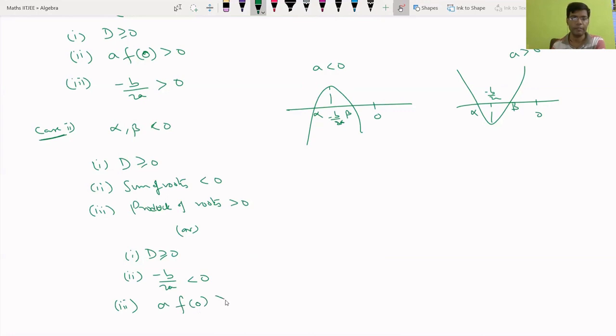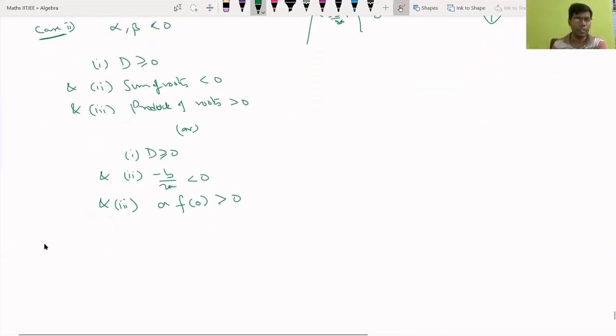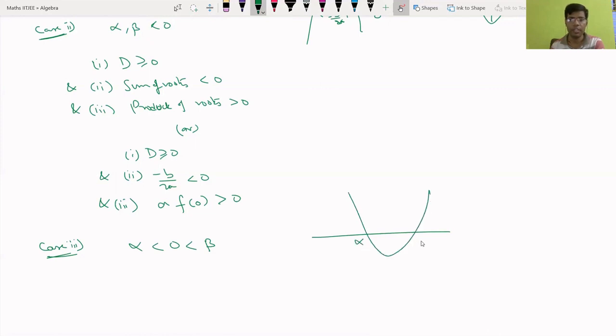That is a multiplied with f of 0 is positive. So we can check either these three conditions, this and this and this, or this and this and this. So all these three conditions have to be checked. And the third case is when one root is less than 0 and other root is greater than 0. So that basically means this is my alpha, this is my beta, and this is 0. It could be like this or like this.